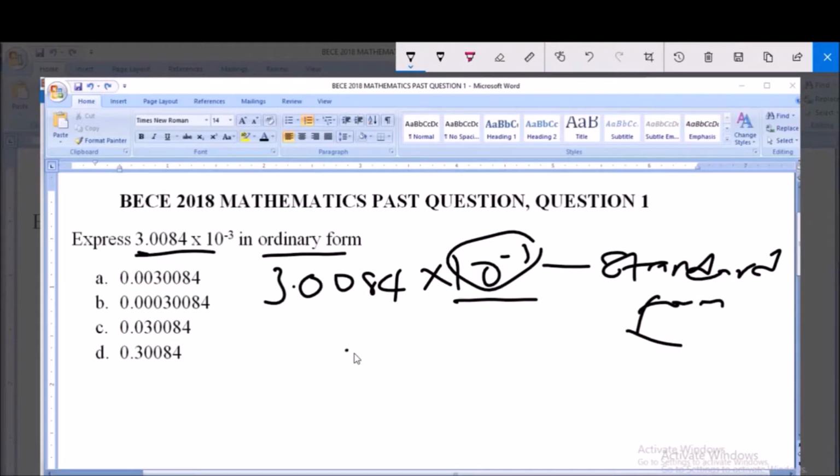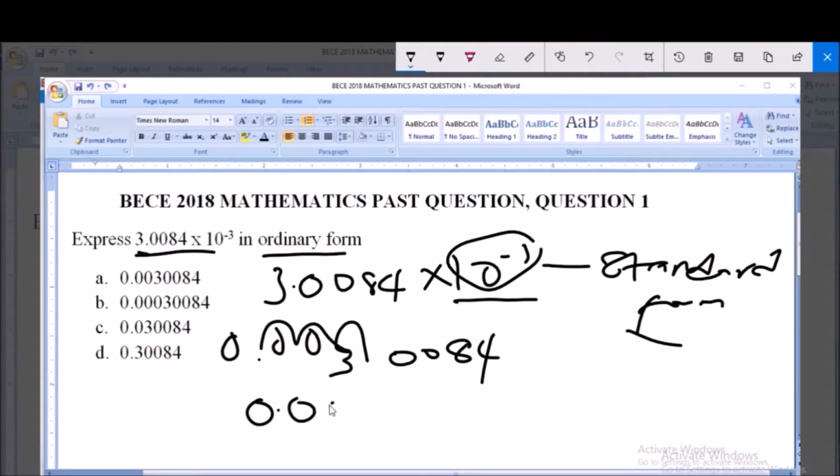So therefore we have 3.0084. Now we are moving our decimal point 3 places to the left. This decimal point here, so we have 1, 2, 3. Now this is the decimal point and then put your 0. Now here we have 0 and here we have 0. So therefore we have 0.00300084 in ordinary form. Now this is the ordinary form.